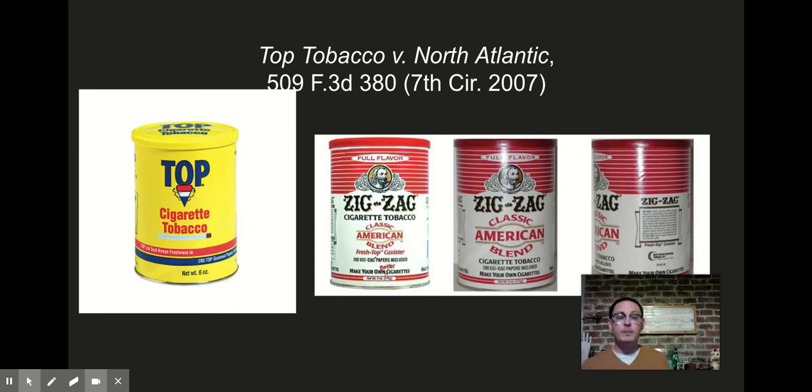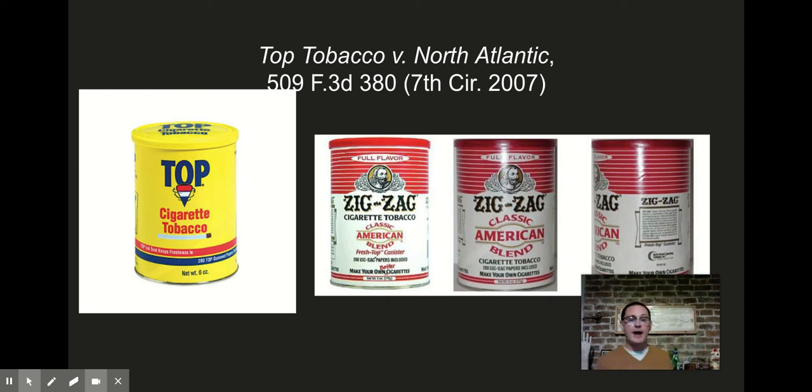Well, what's the problem? A competitor, Zig-Zag, which is arguably better known for cigarette papers rather than tobacco, but nonetheless in the loose tobacco business as well, begins selling its tobacco in a new kind of container. And they refer to the container that they've developed in order to sell their tobacco as a fresh top canister. Essentially, as I understand it, it means you open it with a key, so it's like vacuum sealed to maintain the freshness of the tobacco in the can.